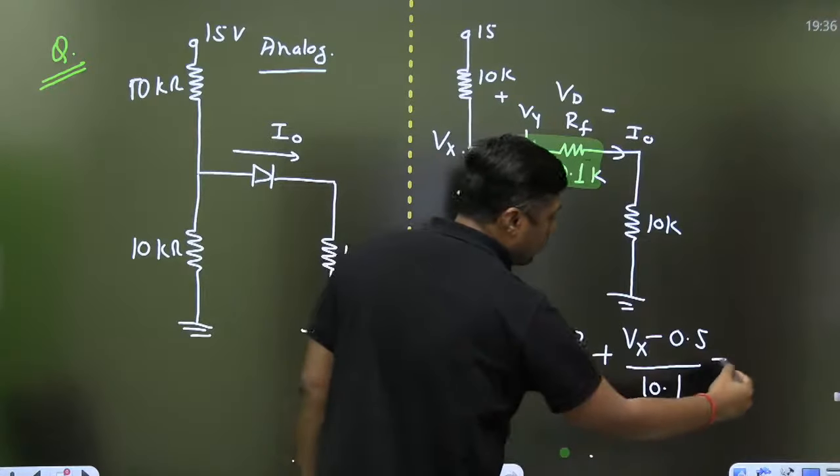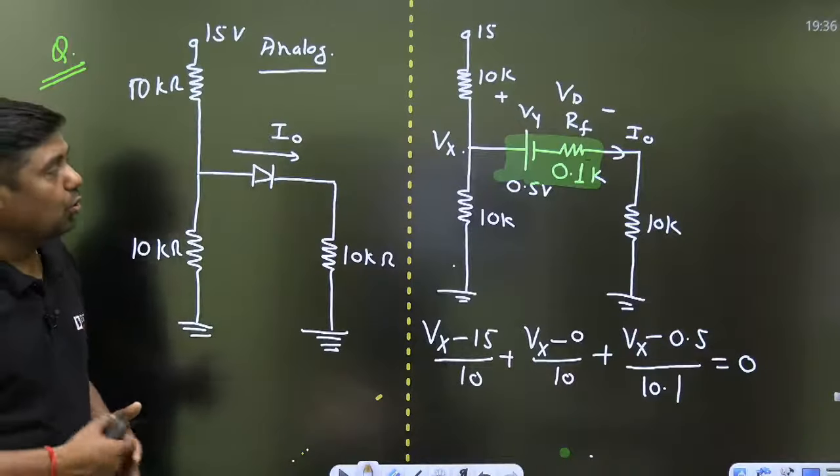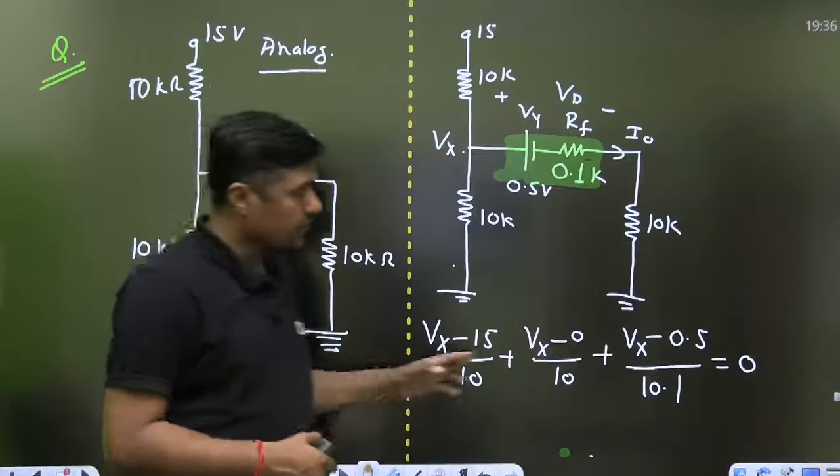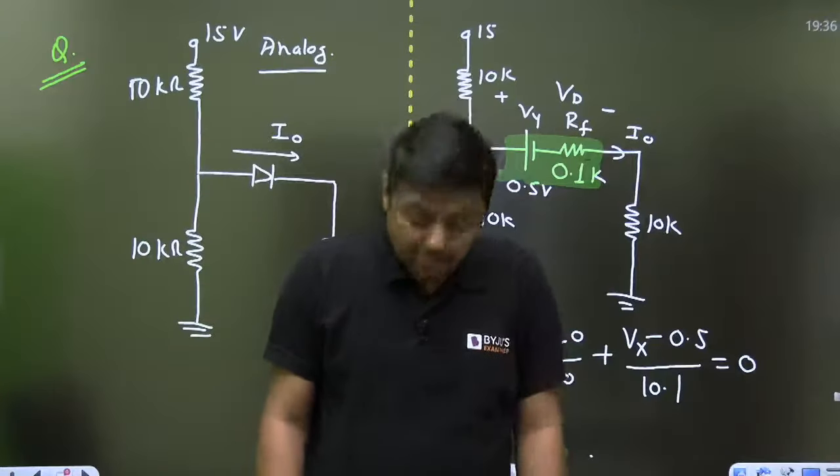10.1 is equal to what? 0. Is equal to what? 0. Now this time that is the value. Now I am giving you the assignment.